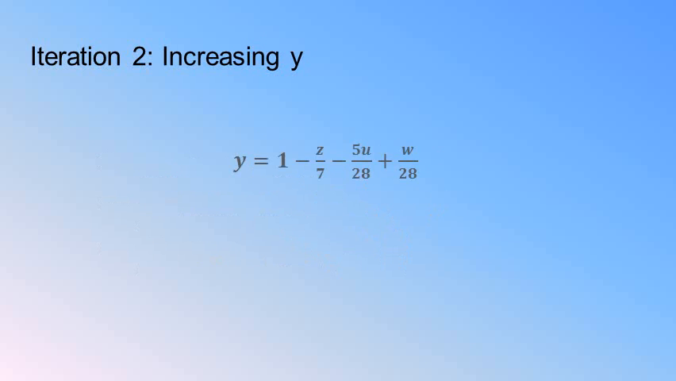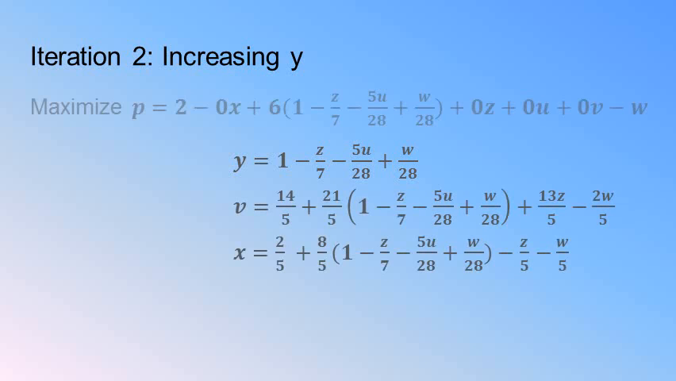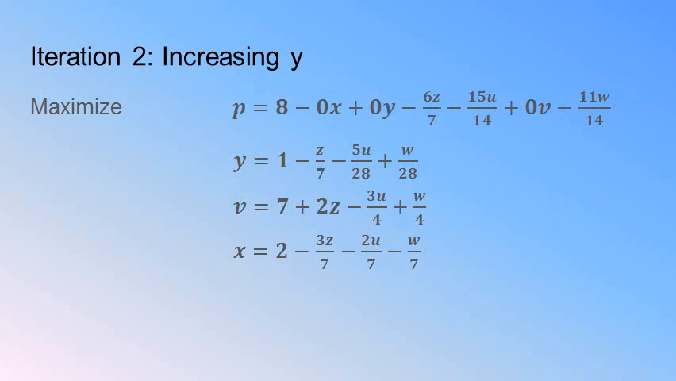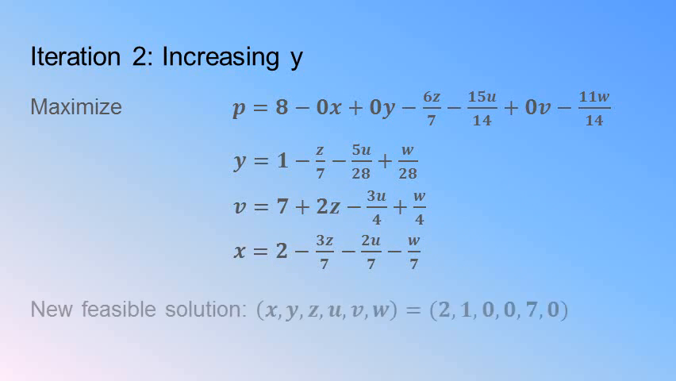And again, we will substitute this into the other equations and the objective function. And after expanding the brackets, now y, v, and x are basic, we have another feasible solution, and the value of the objective function at this feasible solution is now 8.